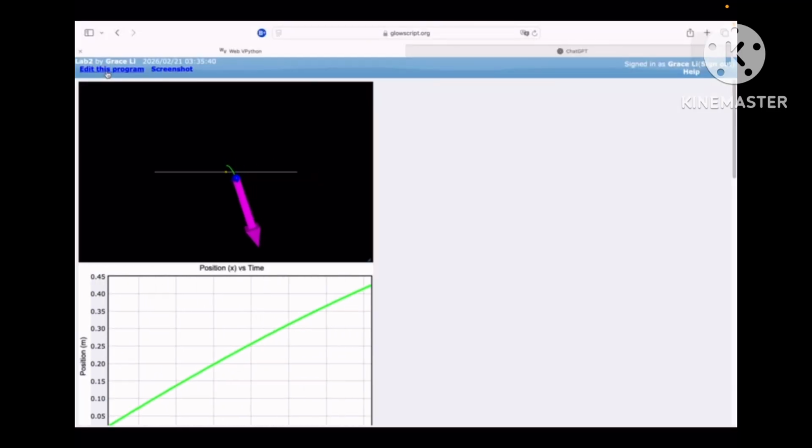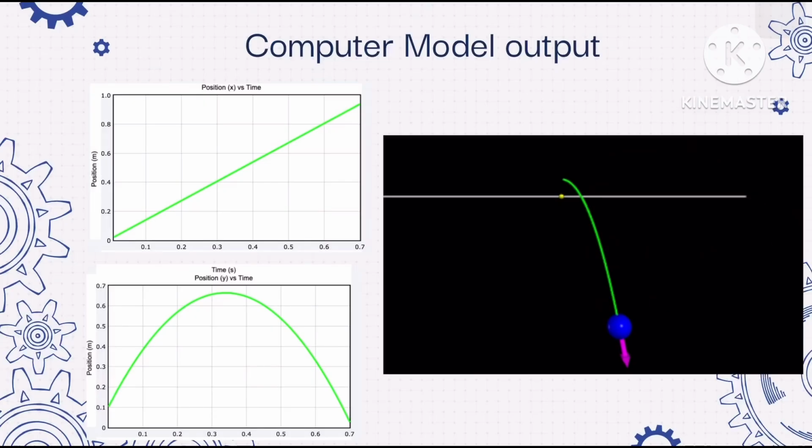Here's the output of the running code. Okay, so here are the results. As seen in this slide, this is the code output, with the time versus x graph also being linear and the time versus y graph also being a downward parabola like the experimental data.